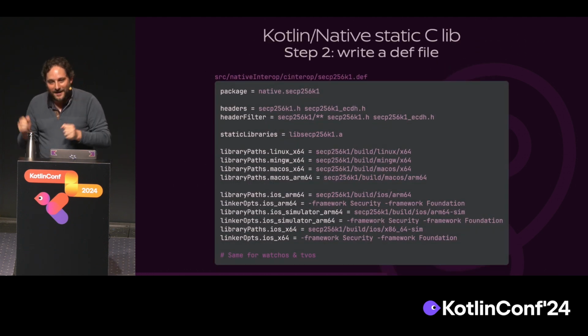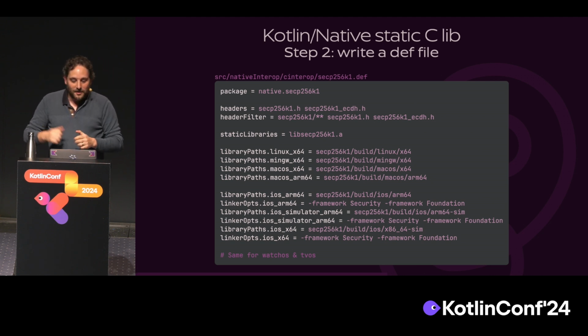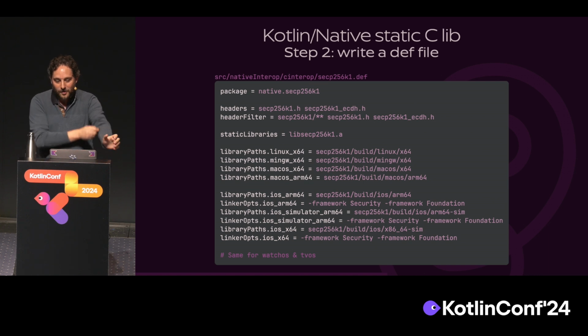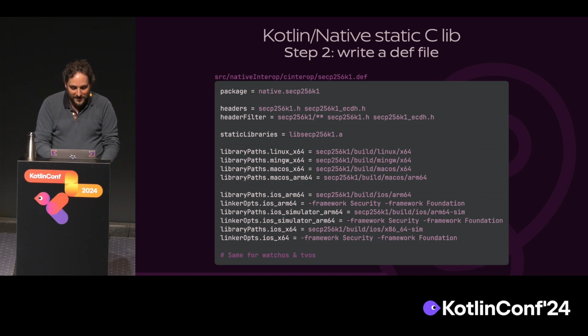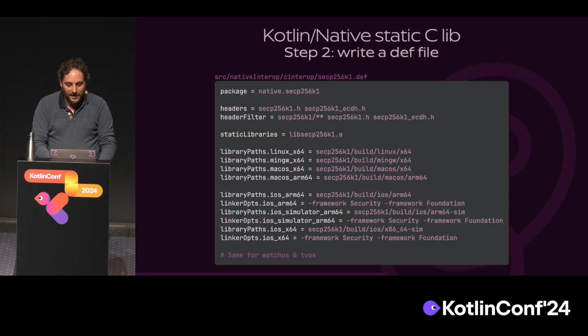So you have compiled the C library for all the targets you want. You have C libraries for all iOS targets, all Android targets, all Linux, all everything. So now you write the def file. And this def file is great, it's simple. Okay, here are the headers. Here's the static library. So this is very important. It says, okay, you will embed this static library in the klib.